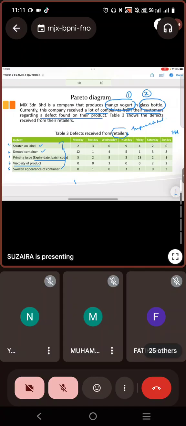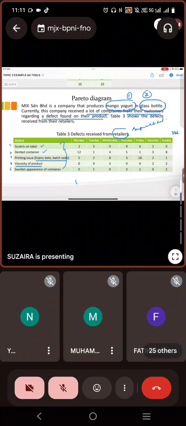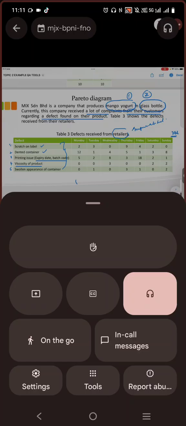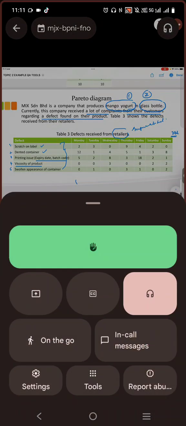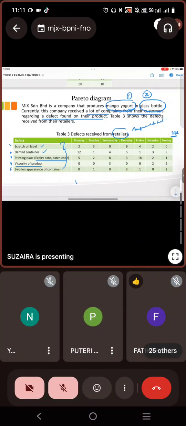Okay, so I think you've tried this one. Have you tried it at home? Have you tried it or not yet? Done. Okay, so probably we can discuss. Where's my calculator? We can discuss the answer, and then later on we'll try to come up with the Pareto diagram. Wait a moment. Where is the shop?